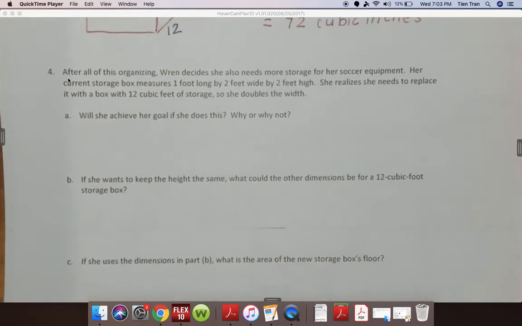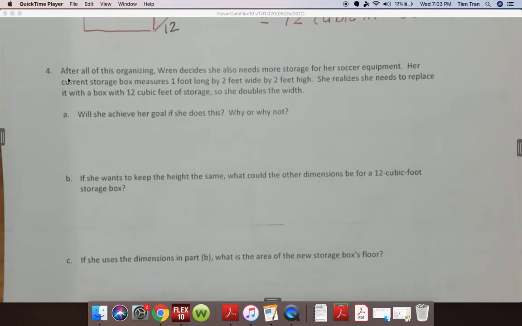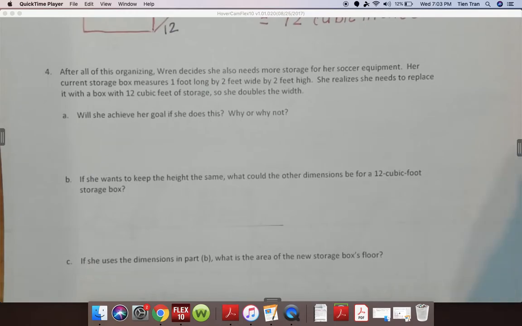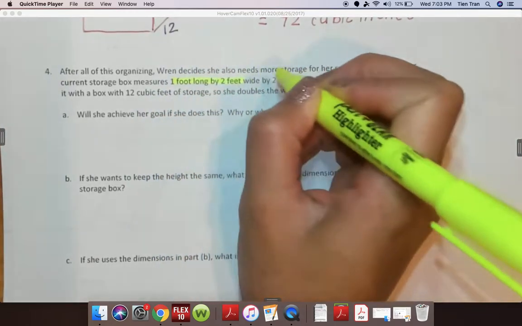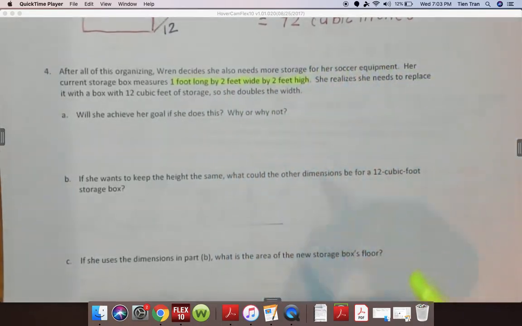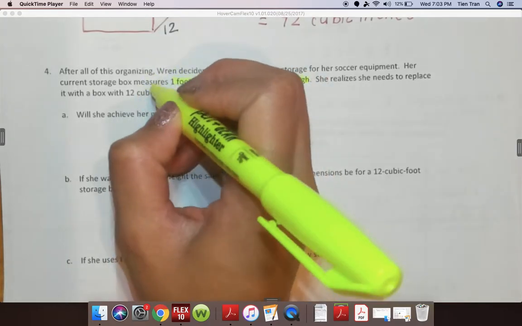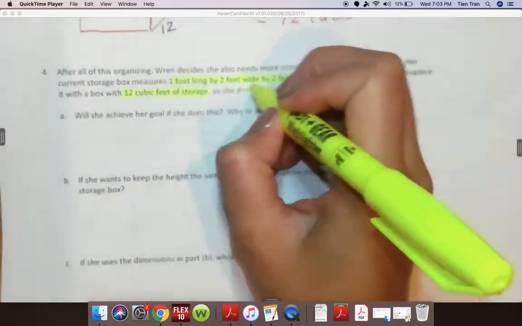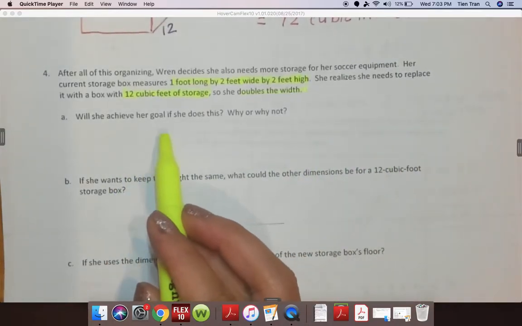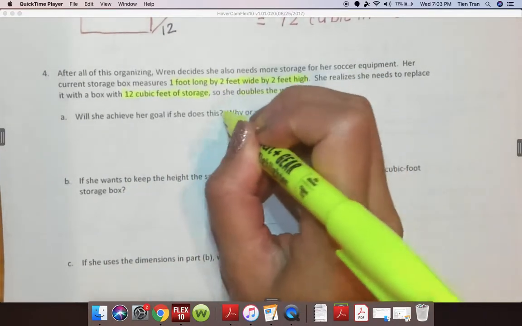Problem 4. After all of this organizing, Ren decides she needs more storage for her soccer equipment. Her current storage box measures 1 foot long by 2 feet wide by 2 feet high. She realizes she needs to replace it with a box with 12 cubic feet of storage, so she doubles the width. Will she achieve her goal if she does this? Why or why not?